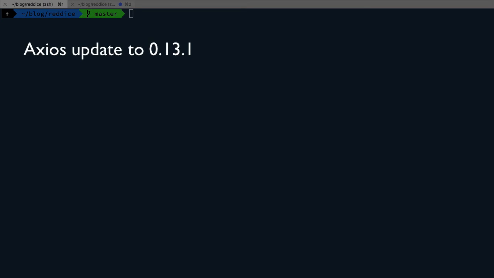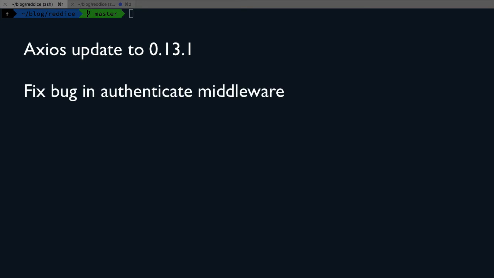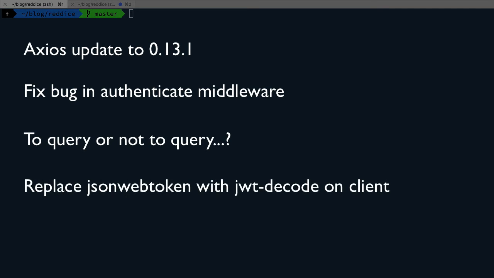In this episode, I'll cover several topics. The first one is the most important: it is the Axios update and its breaking change that resulted in some confusion. Next, we'll have a look at a bug I introduced in the previous episode, which was caught by one of the viewers. Then we'll talk a little bit about different ways to store current user details. And lastly, we'll change a little bit of JWT decoding on the client.